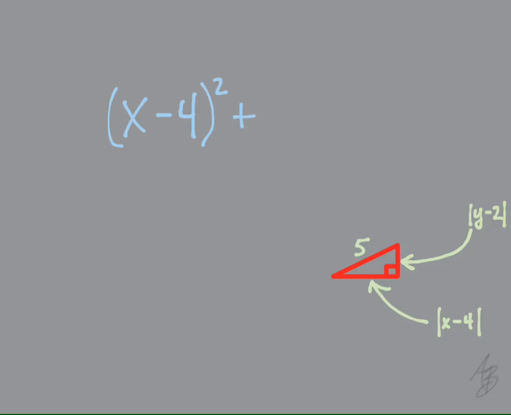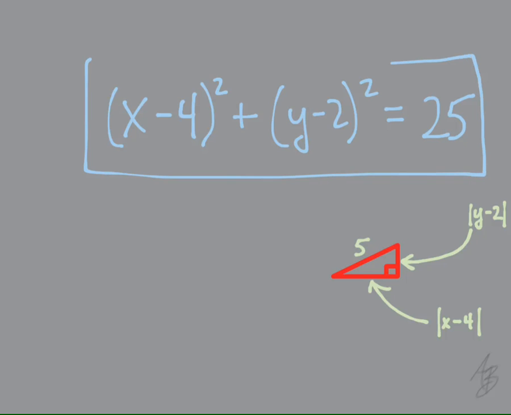Okay, Ade, keep going. Plus y minus 2 squared equals 5 squared, which is what? 25. That's the equation I was looking for right there.